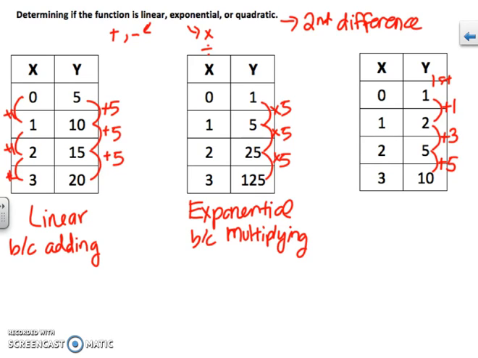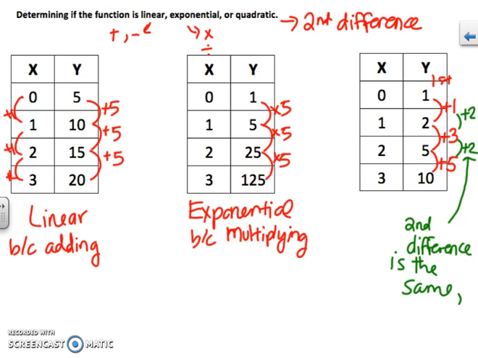Now, for quadratic, you have to do it again. So what you would do is, how do you go from a 1 to a 3? They added 2. How do you go from a 3 to a 5? They added 2. So, this is called the second difference. And if the second difference is the same, that makes it quadratic.